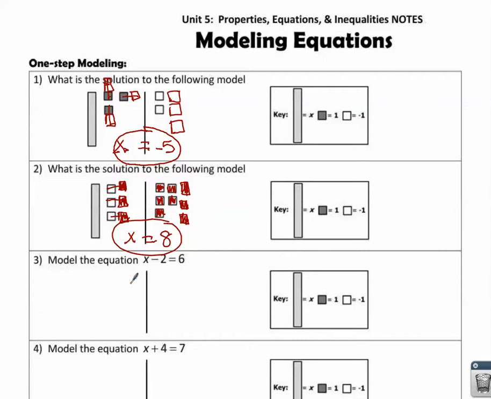Now let's try going backwards. Let's model the equation. So I have x minus 2 equals 6. So I have an x, so one long box, minus 2. Remember, a minus is a negative. My key tells me negative is unshaded. So 2 unshaded boxes equals 6. So +6. So I'm going to have 6 boxes that are shaded. And you have modeled the equation.